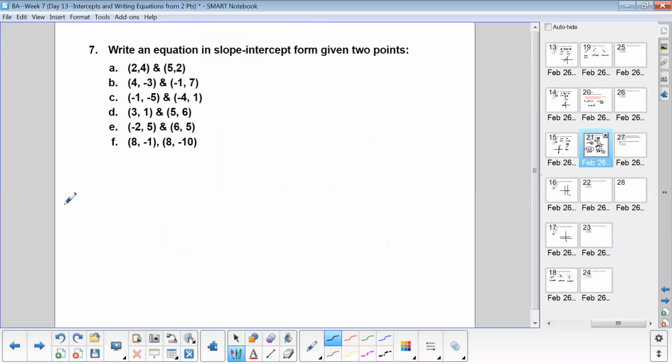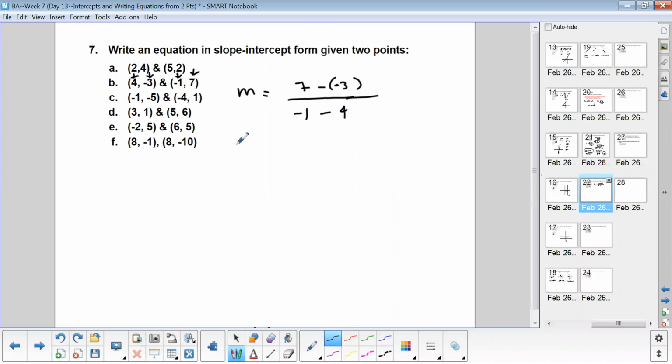All right, so let's go for another one, and let's look at part B. So my slope will equal, I'm going to start with 7 take away negative 3. So here's where you've got to be careful with your signs. 7 take away negative 3. And then I'm going to come back over here and say negative 1 take away 4. So my slope would be 7 take away negative 3, which would be 7 plus 3. And negative 1 take away 4 would be negative 5. So I get 10 divided by negative 5, or the slope equals negative 2.